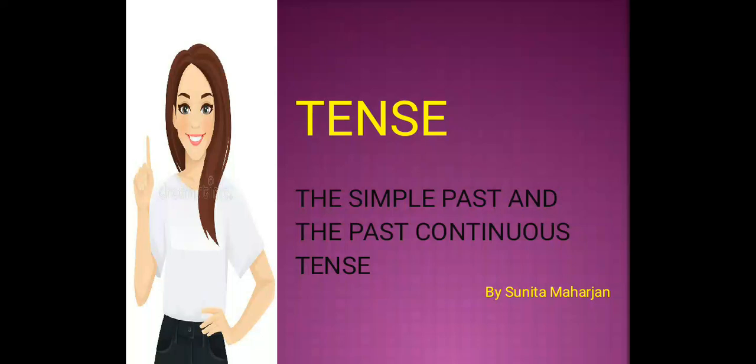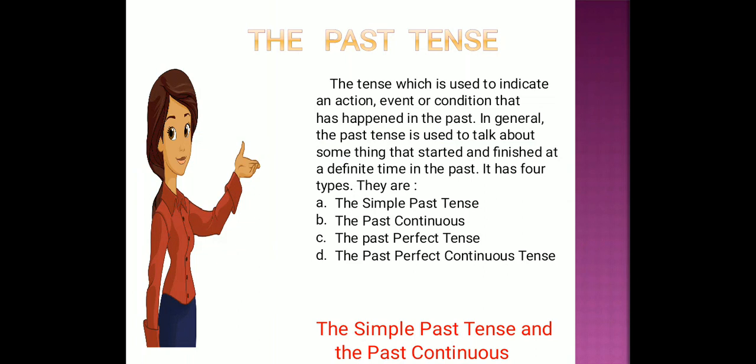Let's start with the question, what is past tense? The tense which is used to indicate an action, event or condition that has happened in the past. In general, the past tense is used to talk about something that started and finished at a definite time in the past. So, past tense is the tense which is used to describe an action that occurred in the past. It has got four types.